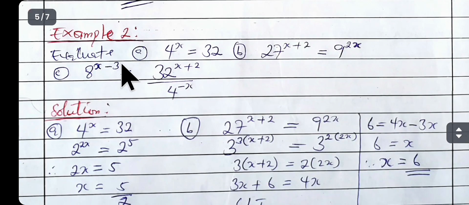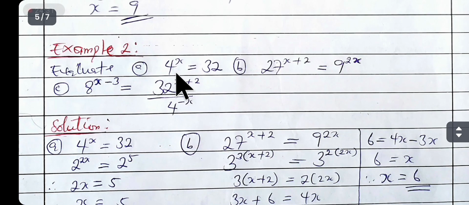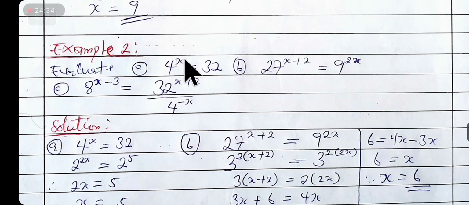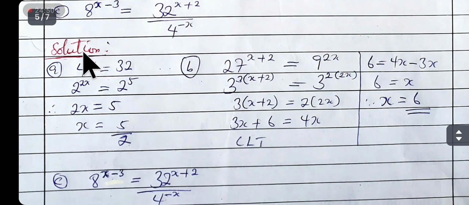We have example 2, evaluate under exponential function. Evaluate 4 raised to power x equals 32, and then 27 raised to power x plus 2 equals 9 raised to power 2x. Then 8 raised to power x minus 3 equals 32 raised to power x plus 2 all over 4 raised to power minus x. So the first one, let's solve the first one.